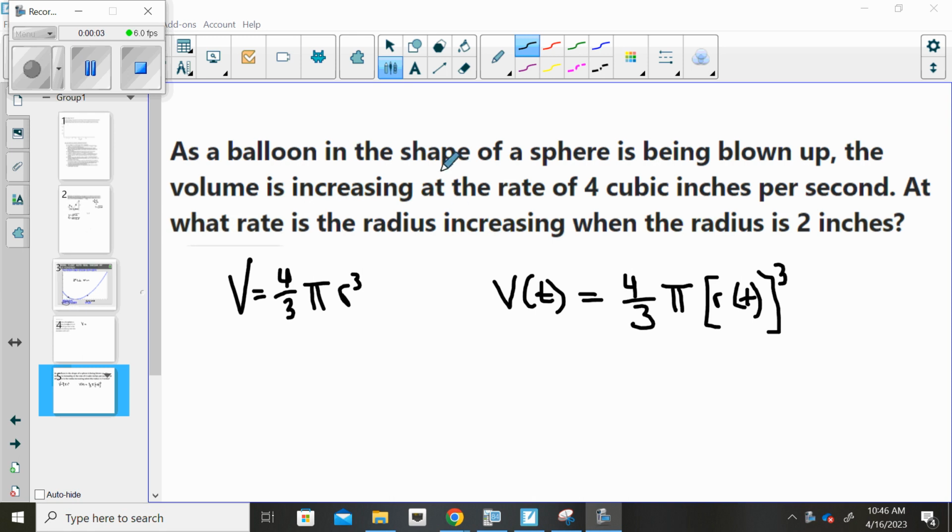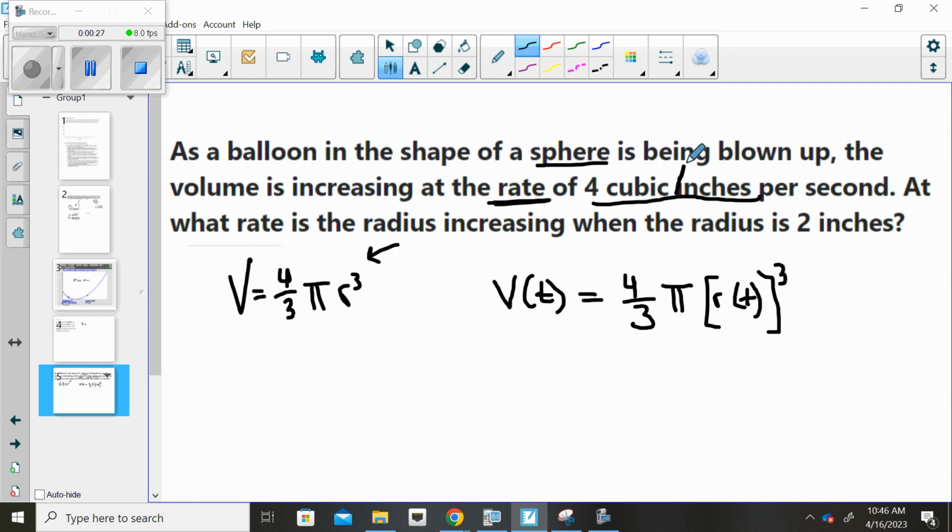Okay, so we've got a balloon in the shape of a sphere, right? And I don't expect you to know the sphere formula. I will always give that to you. All right, so we're blowing up a spherical balloon. The volume is increasing at the rate. So every time you hear rate, that's a derivative. And we've got a rate of 4 cubic inches per second.